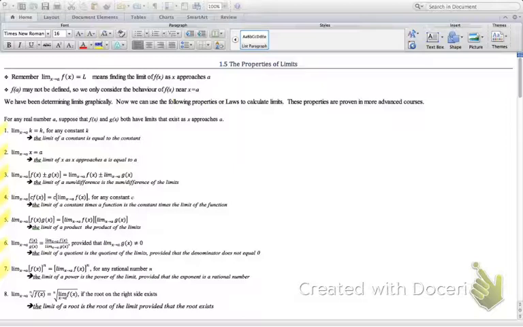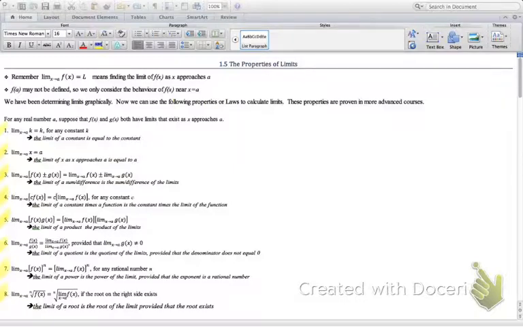Number 8, we can look at the limit as we take the nth root of f(x) as x approaches a. Again, a previous law is very similar. However, we're now going to take the nth root of the whole limit of f(x), only if the root on the right side exists. So the limit of a root is the root of a limit provided that the root exists.